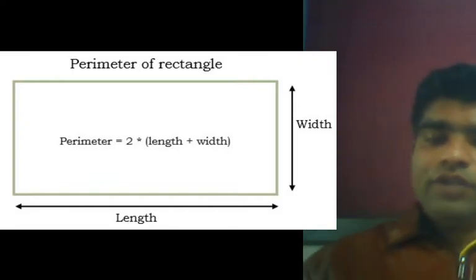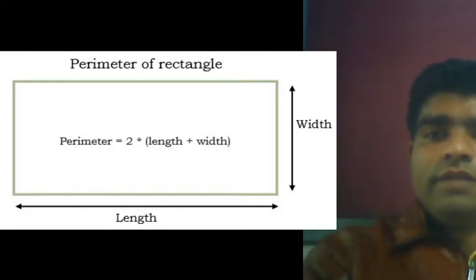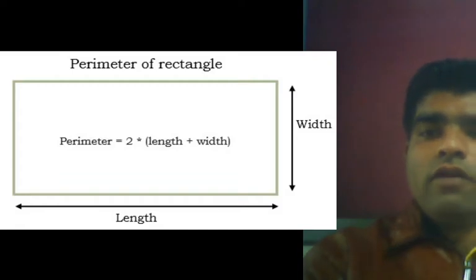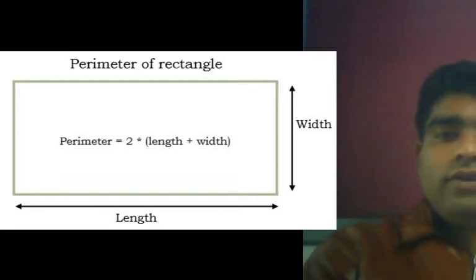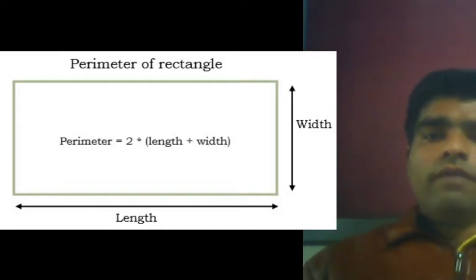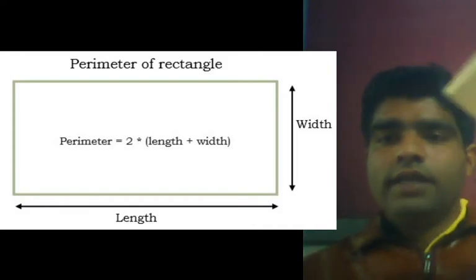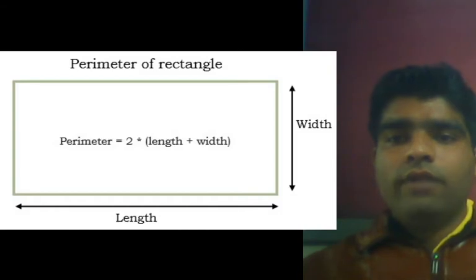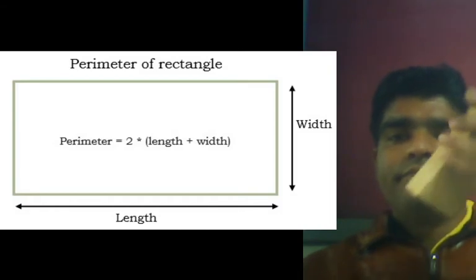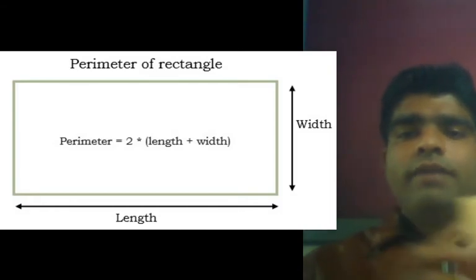Now your second shape. Your second shape is what? Find the perimeter of your rectangle. Okay, now listen here. How can we find the perimeter of a rectangle? This is about your rectangular part. Now we have to find the perimeter of a rectangle.